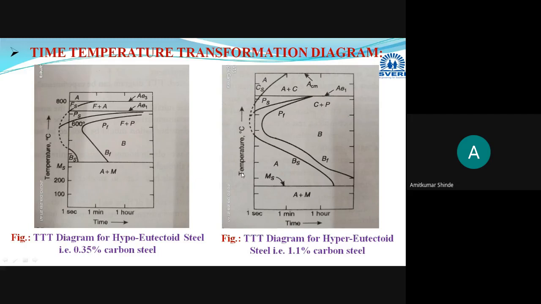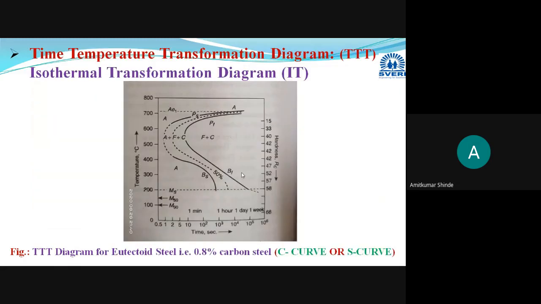Then I will explain how this diagram is obtained and what the different symbols indicate. First I will explain the symbols we have used here. This is not A, actually, this is the A1 temperature, 723 degrees Celsius. This horizontal line is the A1 temperature, 723 degrees Celsius, the eutectoid transformation temperature.